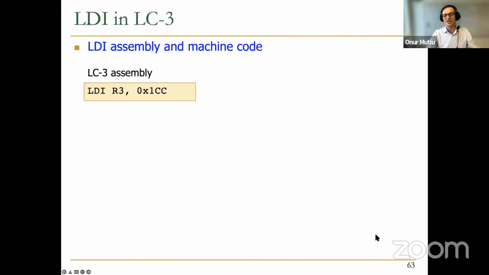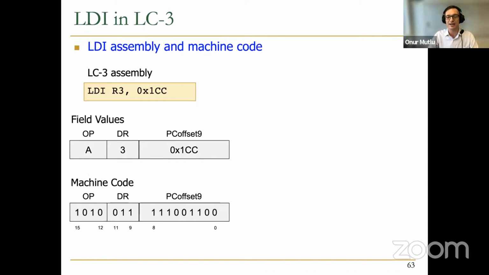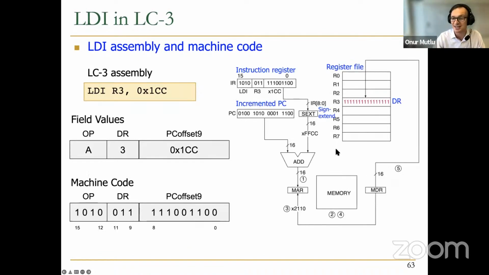Okay, so this hopefully is interesting. And you can see this is the encoding, machine code. Let's take a look at how it gets executed. It's very similar to what we have seen before, except it has more steps. Basically, we have incremented PC. We have sign extended the 9-bit offset in the instruction register. We add them, calculate the address. This is our first address. And then we put it into the MAR, memory address register. We read the memory. The data gets loaded into MDR.